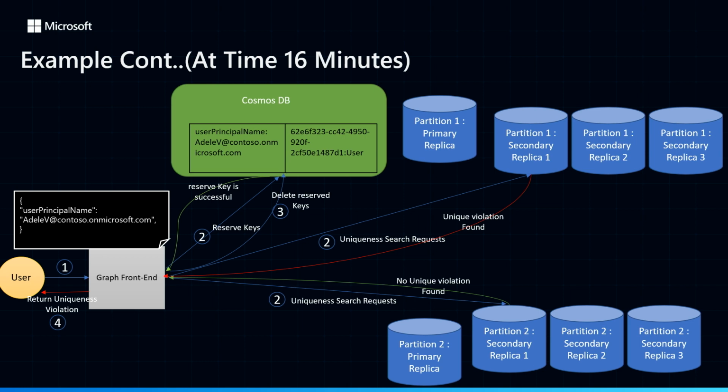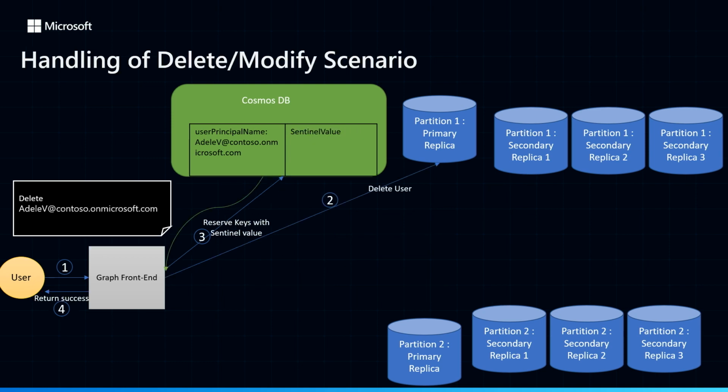At this point, Graph Frontend knows that there is a uniqueness violation, so it returns back the uniqueness violation to the user. But before doing that, it deletes the reserved key that was made in Cosmos DB.